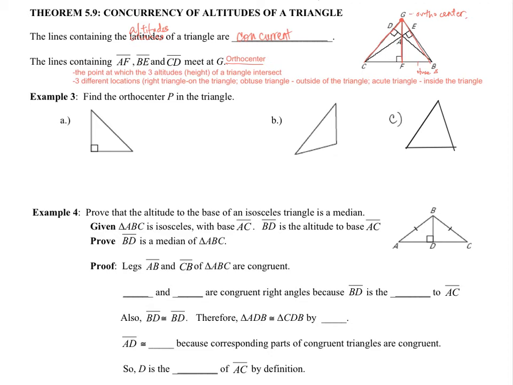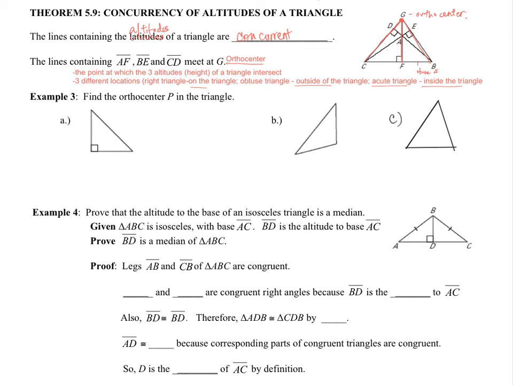If it's a right triangle, then it's going to be located on the triangle. But if it's an obtuse triangle, it's going to be located outside of the triangle. And if it's an acute triangle, it's going to be located inside the triangle. And I'm going to illustrate that in the following. Example 3. Find the orthocenter P in the triangle.